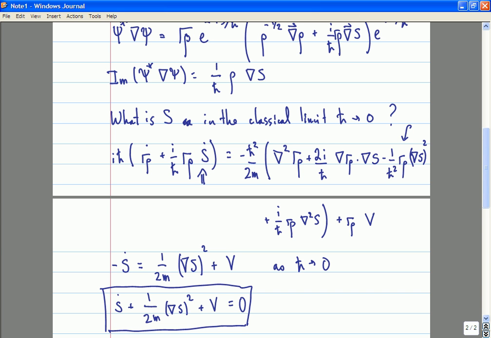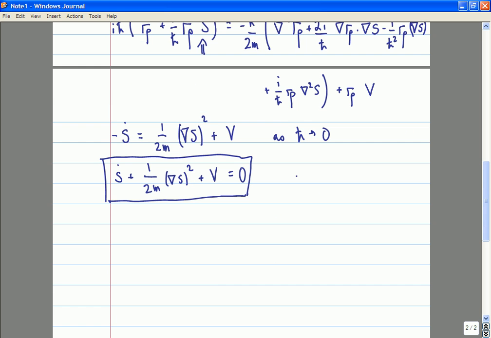Well, let me ask anyone if they recognize this equation. Okay. Let me, in fact, tell you the name of this equation, and then ask you again if you recognize it. Not quite. This is called the Hamilton-Jacobi equation.